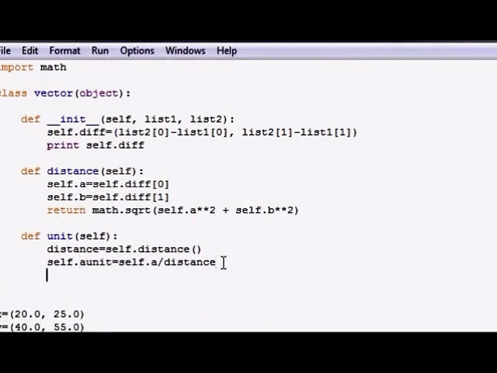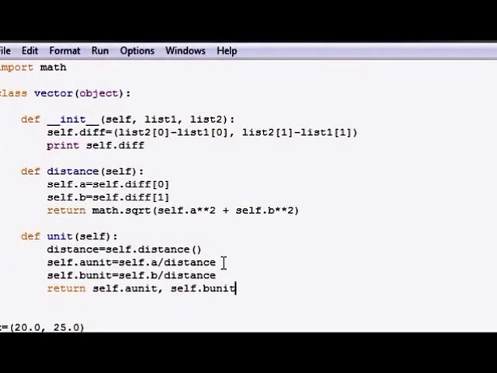So now we have to do that for B. Self B unit, that's my street name, self B, which is that side B, over distance, which is the hypotenuse of that triangle. And now all we need to do is return something, because every function needs to return something or else it's useless, unless it prints something out. But that's another story for another day. So return self A unit and self B unit. Make sure I spell it right.